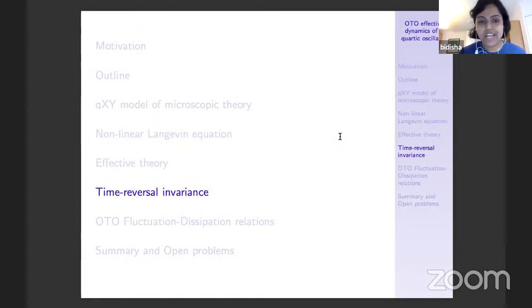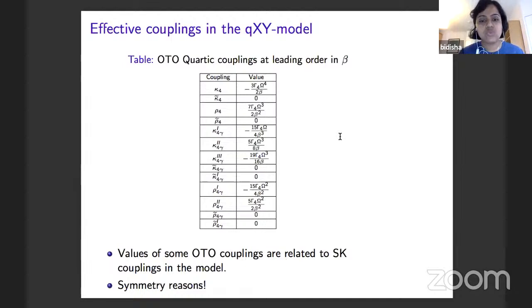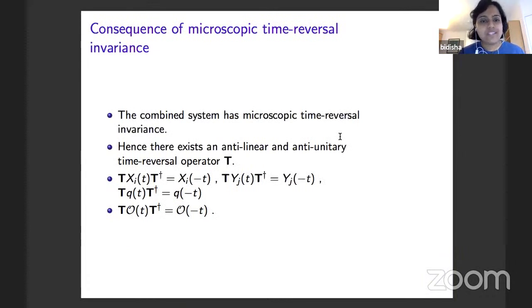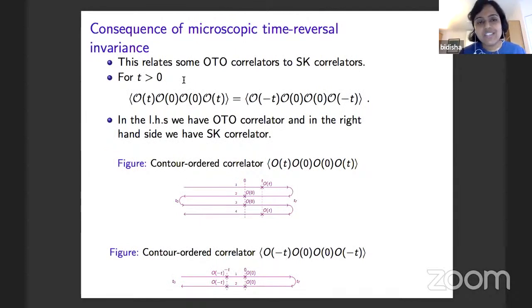So now I come to the symmetries. I was mentioning that your Schwinger-Keldysh effective couplings get related to OTO effective couplings for the particular model, but there might be symmetry reasons behind it. Notice that the combined system and bath has microscopic time reversal invariance because it's just a harmonic bath. Hence there exists an antilinear and anti-unitary time reversal operator T under which harmonic oscillators transform like this, and the operator O was just QXY. So O under time reversal transformation will just become O of minus t. Because of this time reversal invariance in the microscopic theory, some of the out of time ordered correlators will be related to Schwinger-Keldysh correlators. For example, if you start with this, which is out of time order two, a correlator which has time ordering violation inside it twice.